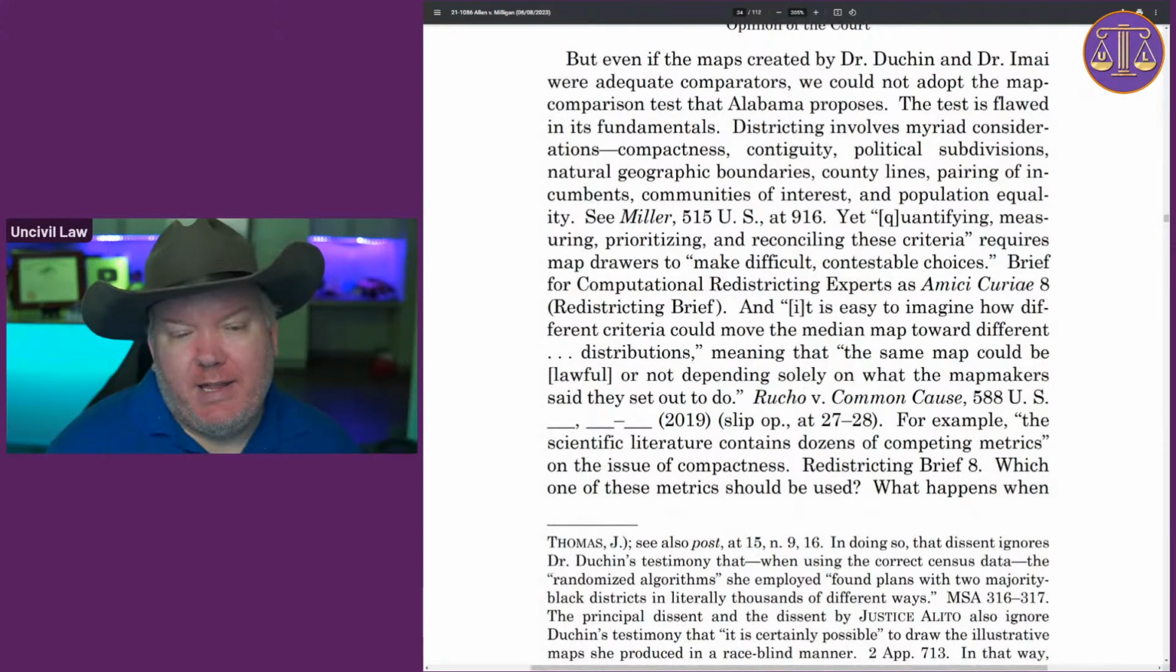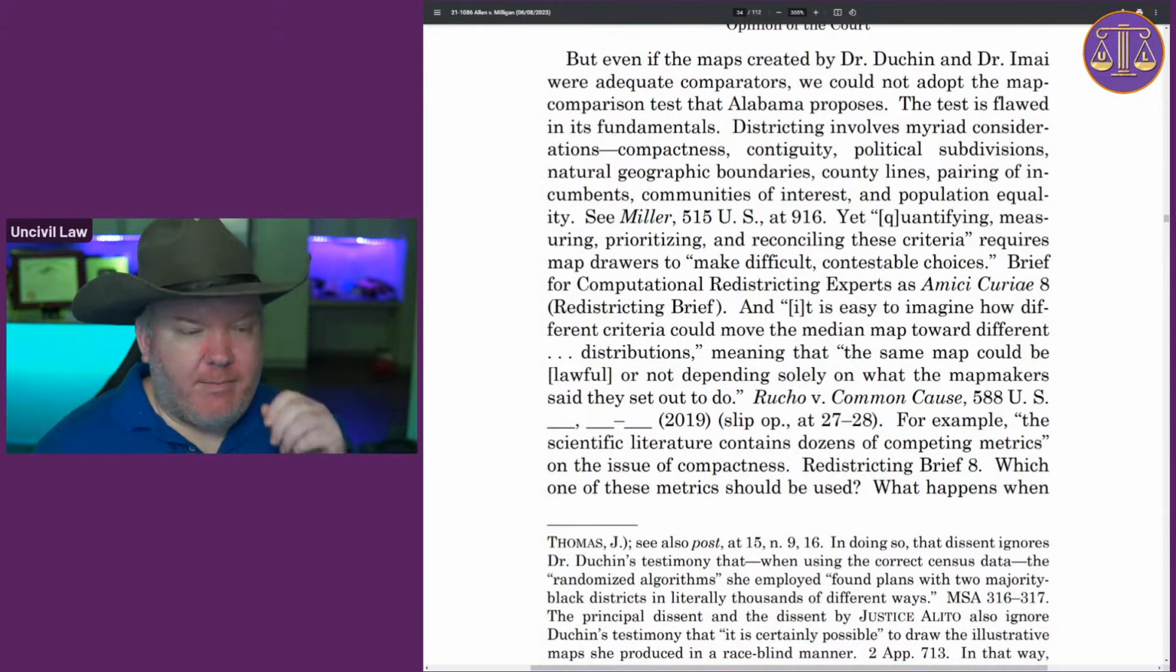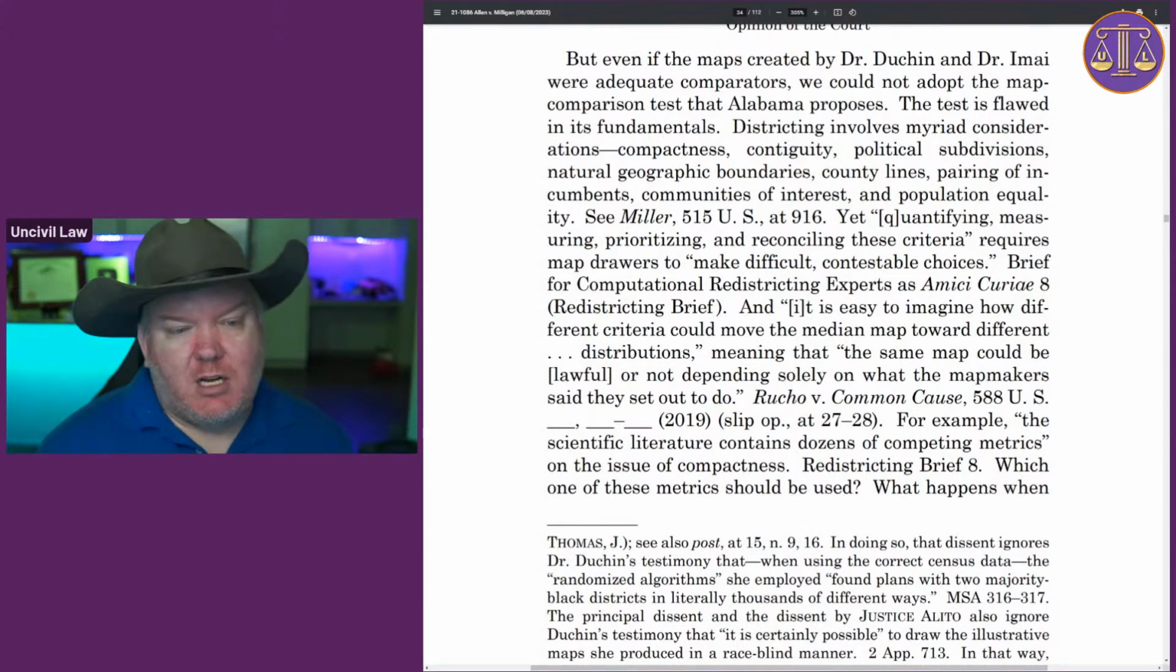But even if the maps created by the experts were adequate comparators, we could not adopt the map comparison test that Alabama proposes. The test is flawed in the fundamentals. Districting involves myriad considerations: compactness, contiguity, political subdivisions, natural geographic boundaries, county lines, pairing of incumbents, communities of interest, and population equality. Yet quantifying, measuring, prioritizing, and reconciling these criteria requires map drawers to make difficult, contestable choices. And it's easy to imagine how different criteria can move the median map toward different distributions, meaning the same map could be lawful or not, depending solely on what the map maker set out to do.